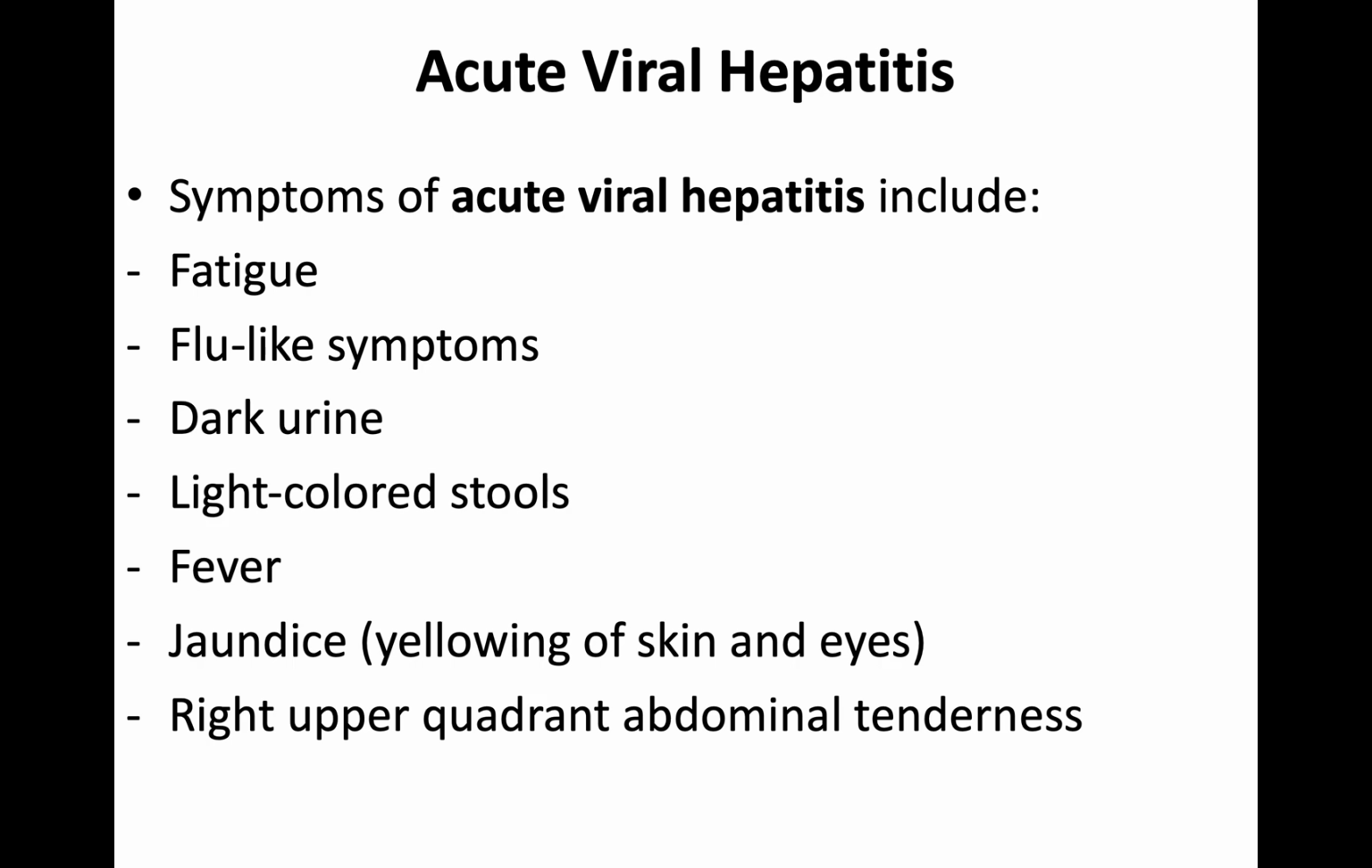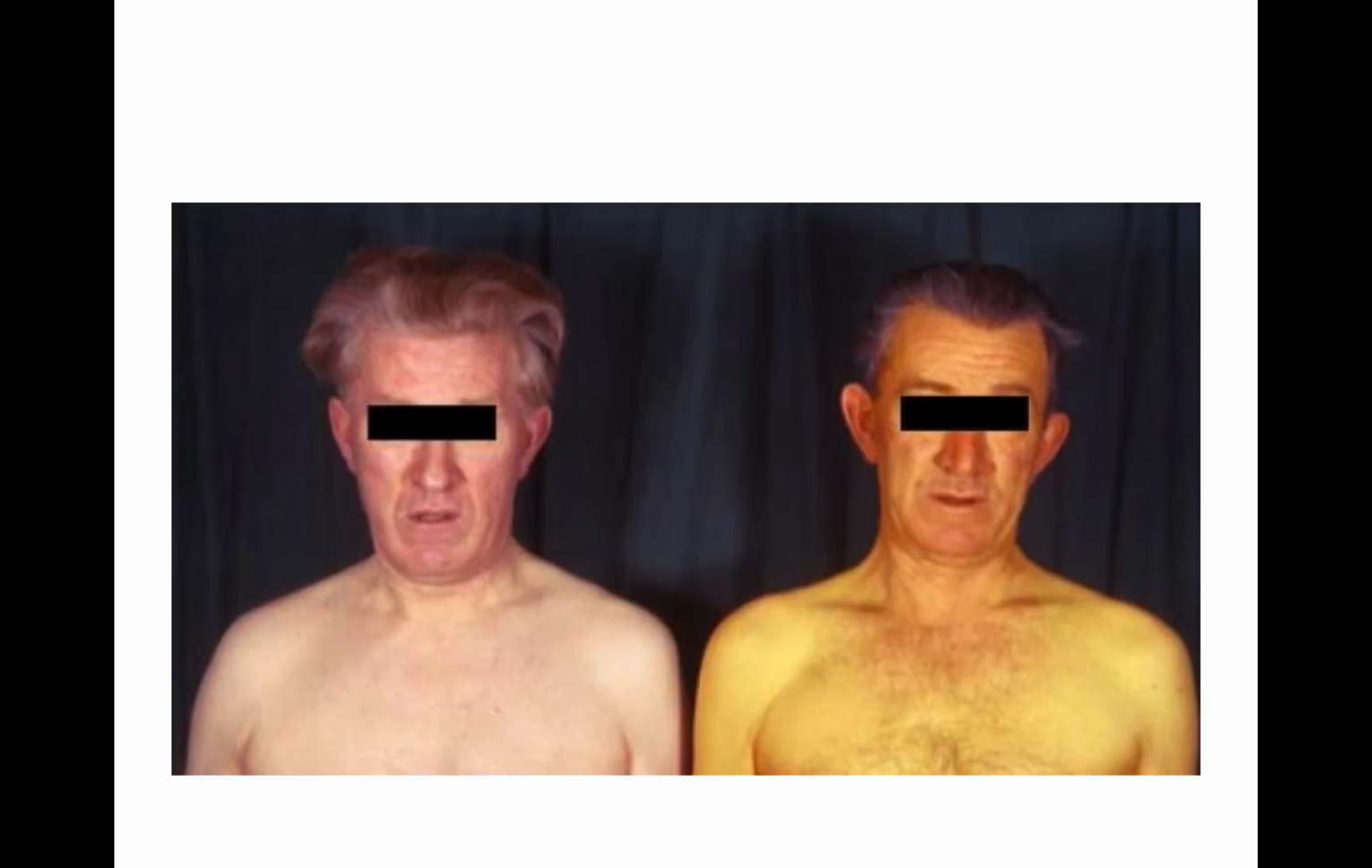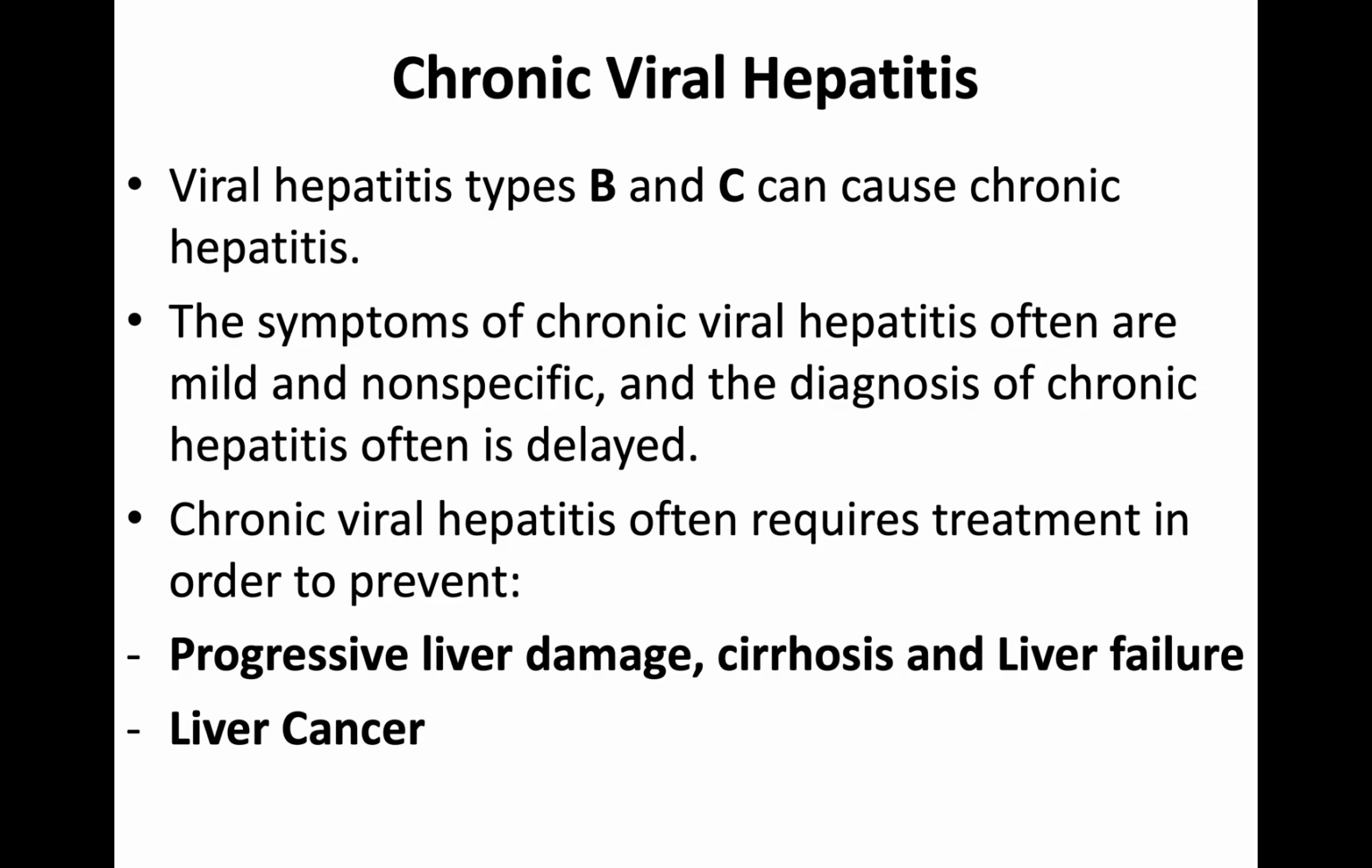Okay, so acute viral hepatitis really looks the same in any sort of viral hepatitis. The symptoms are fatigue, flu-like symptoms, dark urine, light-colored stools, fever, jaundice, yellowing of the skin and eyes, right upper quadrant abdominal tenderness. This is called icterus, actually, when the whites of the eyes become yellow. And obviously, this gentleman on the right side of the screen is pretty jaundiced.